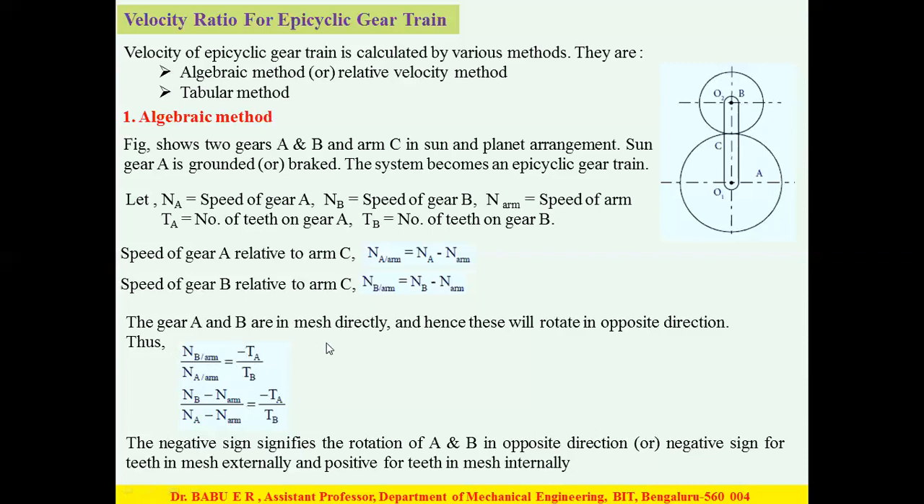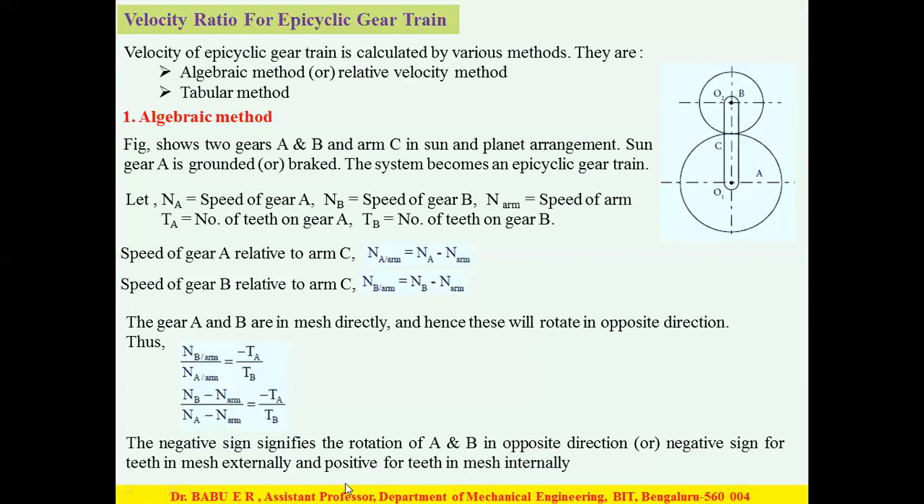So NB with respect to the arm by NA with respect to the arm is defined as NB minus N arm divided by NA minus N arm, which equals minus TA by TB. This is the formula used to calculate the velocity ratio for an epicyclic gear train. The negative sign signifies the rotation of A and B are in opposite directions, that is, the negative sign is for teeth meshing externally. Here the teeth are meshing externally, and positive is for when the teeth mesh internally.